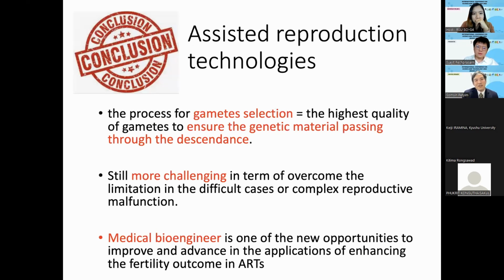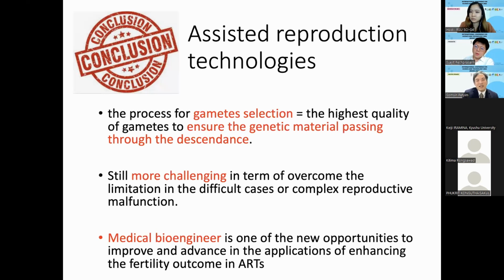And for the conclusion of this talk, you can see that gamete selection is about the highest quality of the gamete, which we can actually pass as genetic material to the descendants of the baby. But it's still challenging to overcome the limitations of difficult cases. Patients who come to see us are now nearly 40 years old, which means they are nearing menopause, so we have more challenge treating that group.